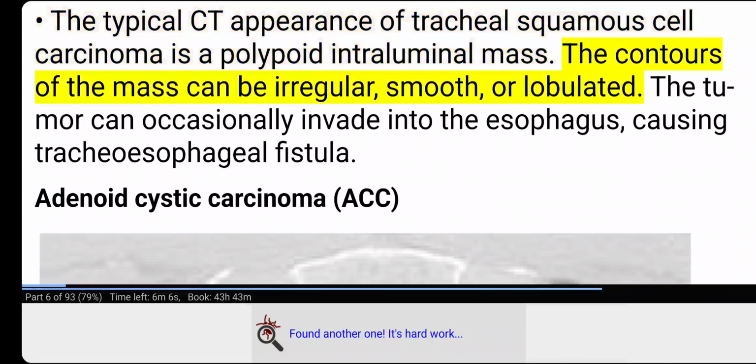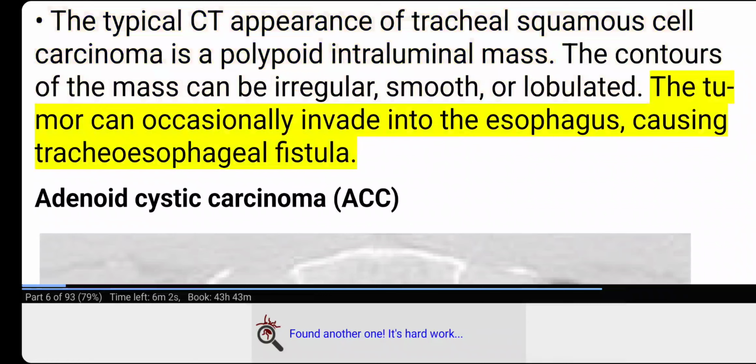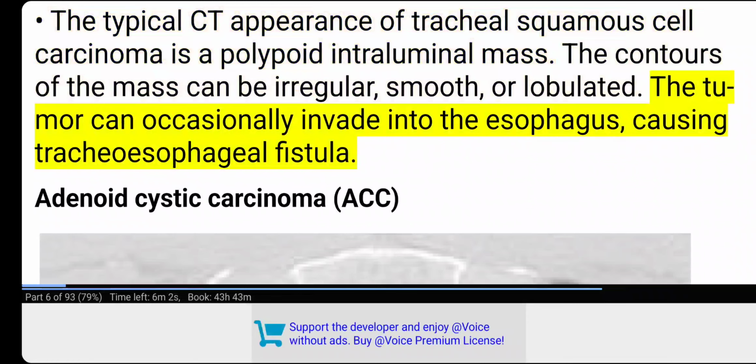The contours of the mass can be irregular, smooth, or lobulated. The tumor can occasionally invade into the esophagus, causing tracheoesophageal fistula.